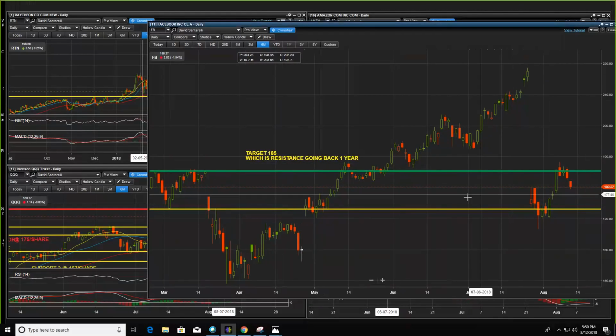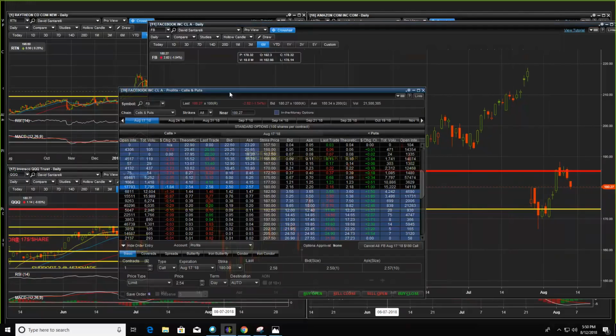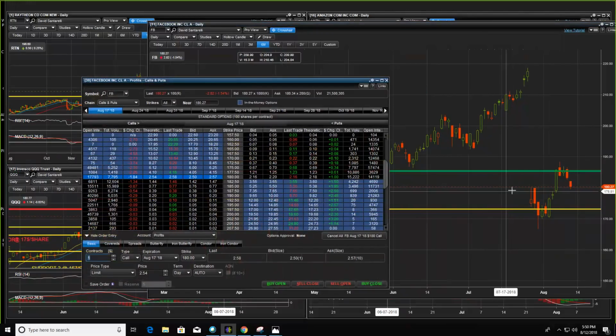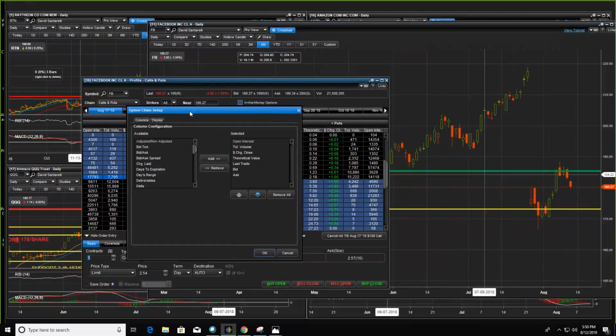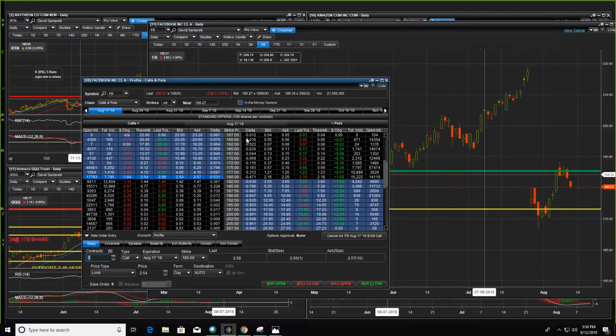So let's use this for an example with just regular calls on Facebook. Let's say Facebook right now is at 180.27. Okay, let me use the delta on here quick just to show you guys something. All right, so basically a delta, all that means is for every dollar the stock goes up, that's how much this option is going to increase in premium.